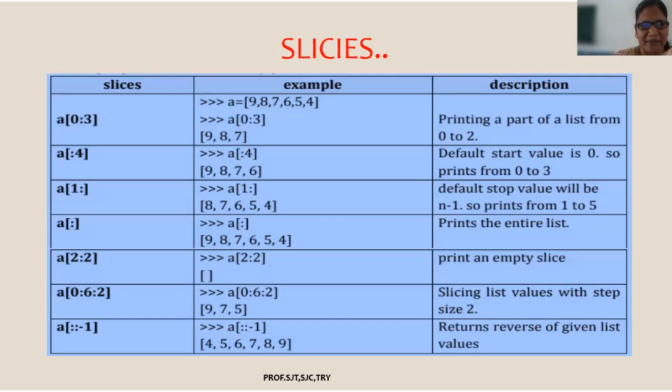Here I have given several examples for the slice concept. In the first example, a of 0 colon 3. What is it? From that array, I have to take 9, 8, 7 because here I am going to take 3 numbers only. So this will print a part of the list from 0 to 2.